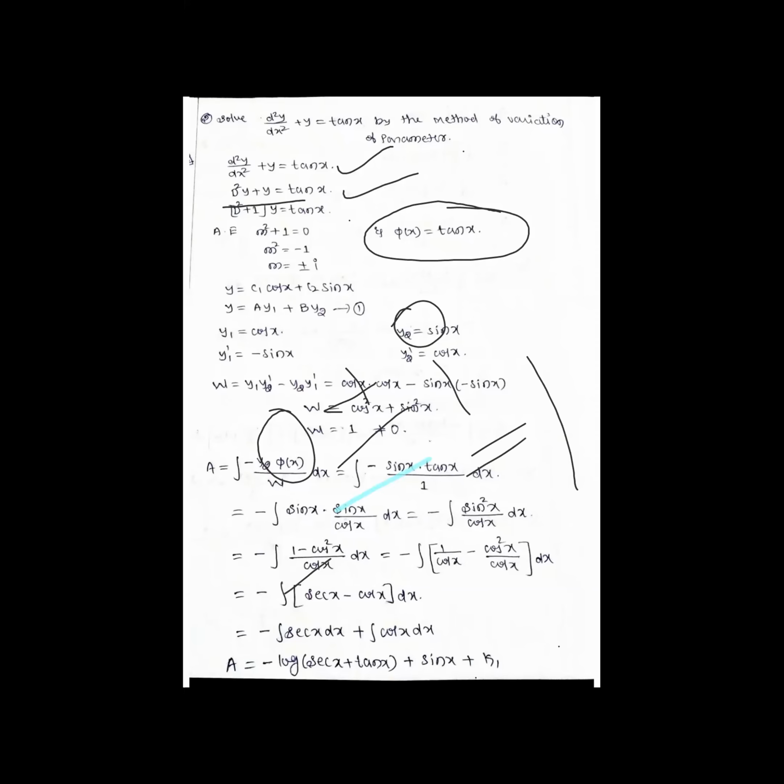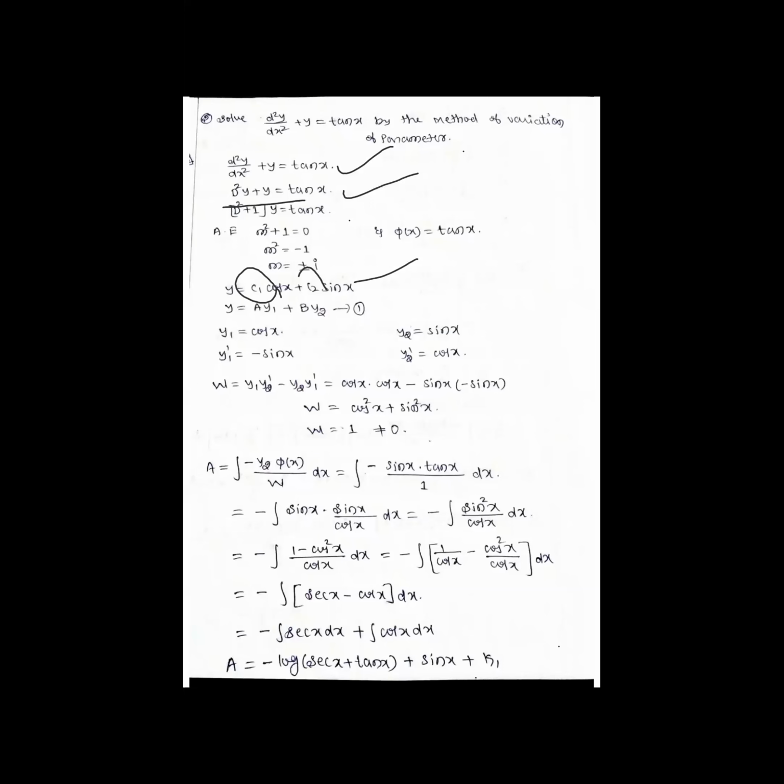So if I apply the complementary function for that, e raised to 0 into x, c1 cos x plus c2 sin x. e raised to 0 into x will be 1, so it is coming only c1 cos x plus c2 sin x. I told you, the constants, please take it as capital A and capital B. So A cos x, that is y1, and capital B sin x will be y2.